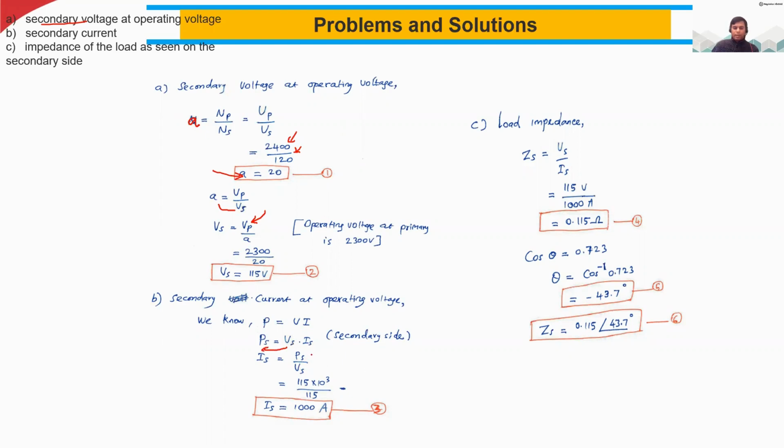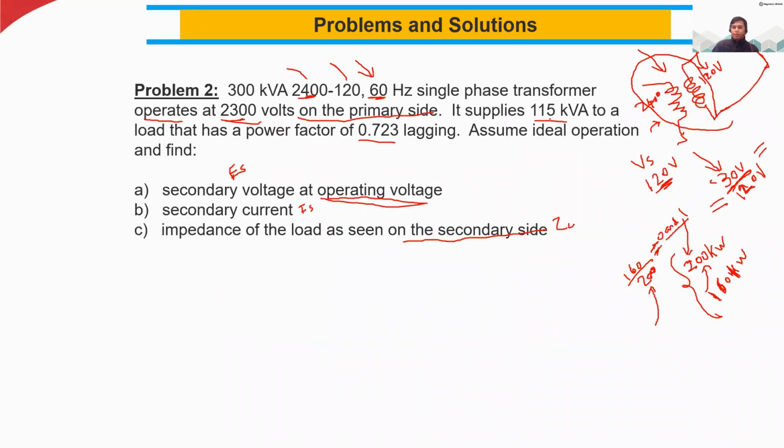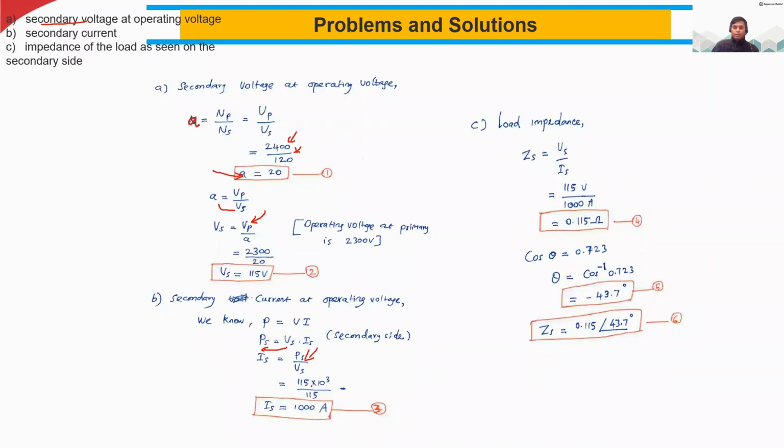So now you can apply the values. PS, what is that? That is the power in the secondary winding. It's already given in the problem. It supplies 115 kVA. So we are using that value, 115 times kilo, so we are putting 10 to the power 3, divided by VS, which we just found, 115. So this 115 will be cancelled. So 10 to the power 3, that is 1000 ampere. So we found the second parameter also. We already found the first and second.